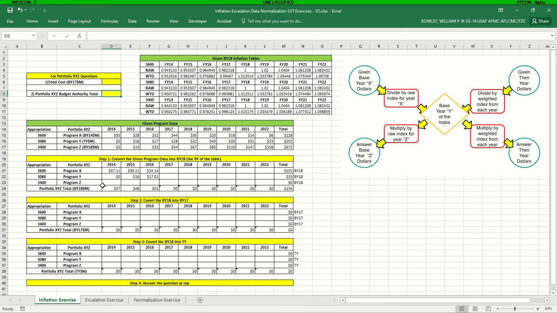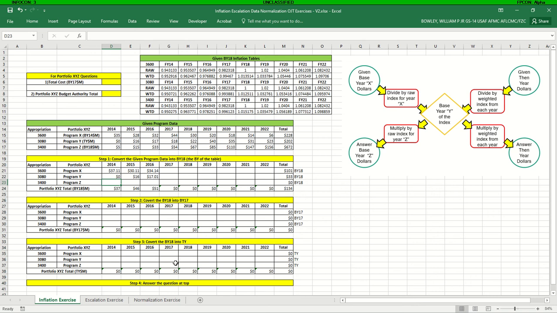Okay, welcome back. Hopefully you've worked through all 3 exercises here for inflation, escalation, and normalization. And now I'm going to walk through the results, walk through the how-tos of this exercise to give you the conclusion of this. Just make sure you got the right answers.